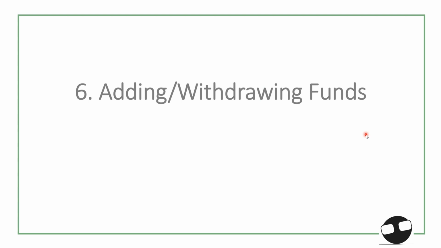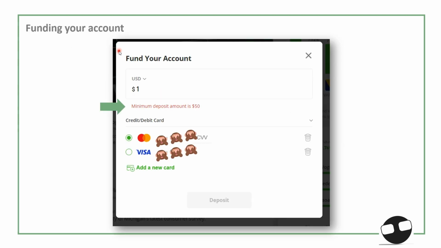So number 6, adding and withdrawing funds. So funding your account, if you're not sure of the minimum, you can just dummy entry $1 here, and then eToro would actually suggest the minimum deposit amount is 50. So yes, you can deposit 50 via Mastercard or Visa card.